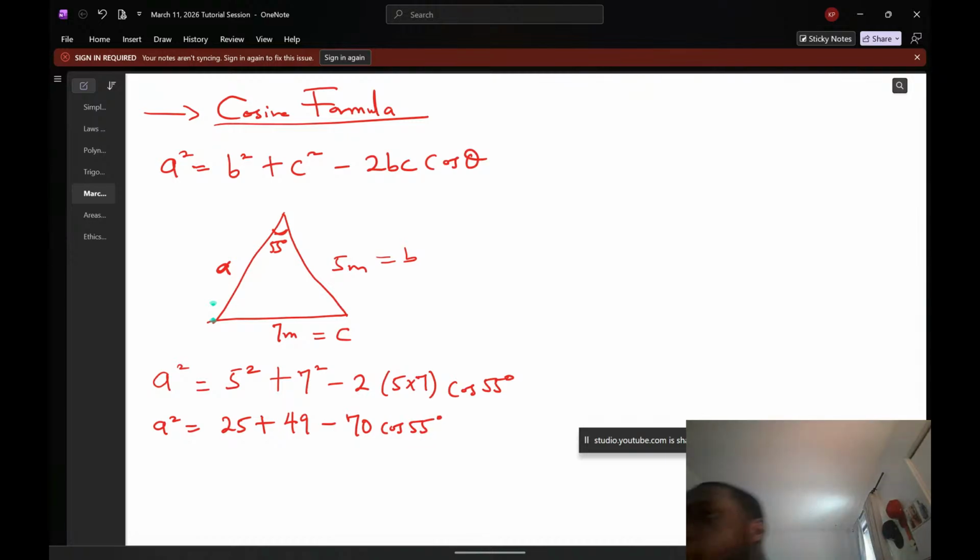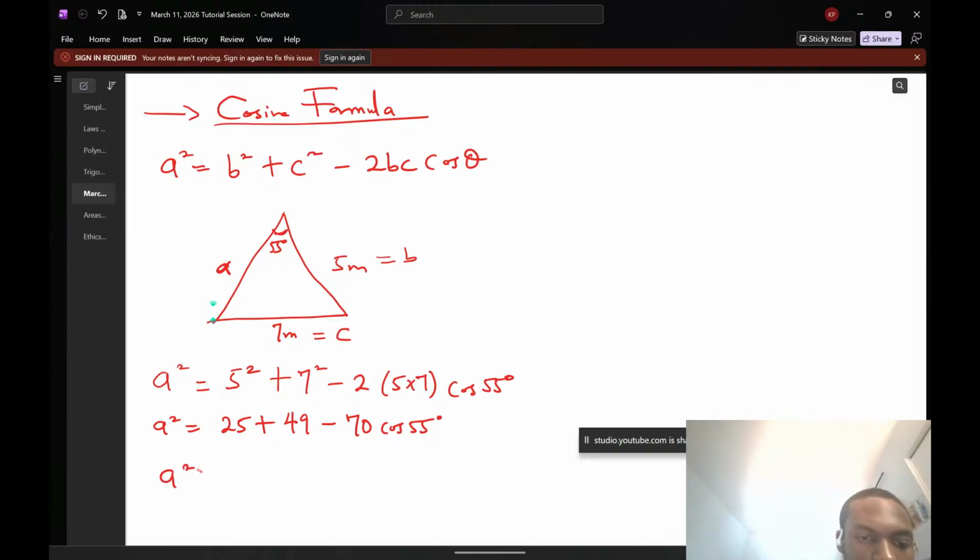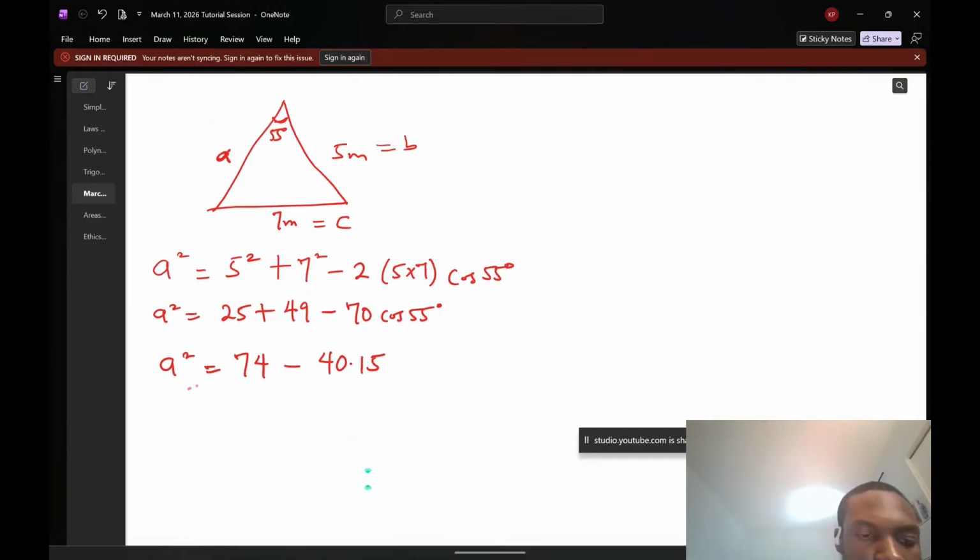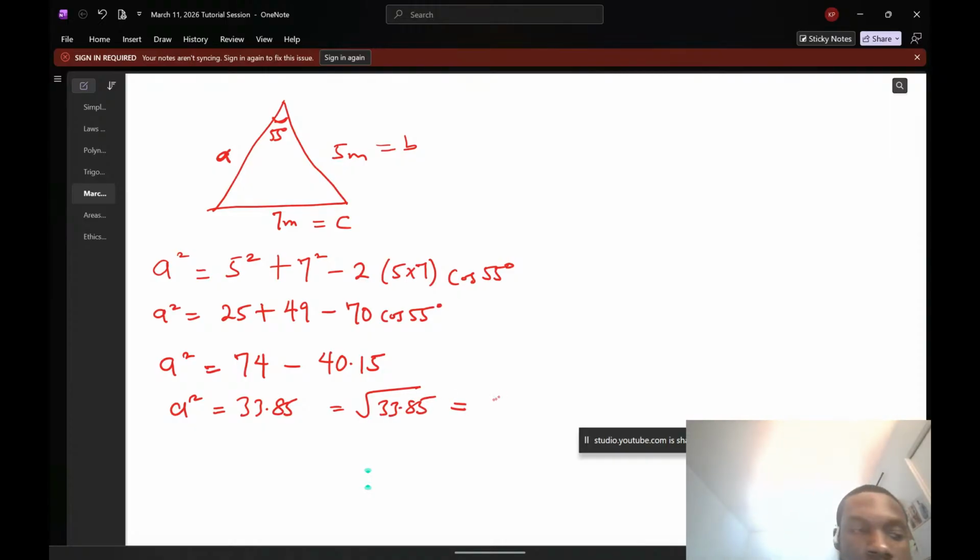Okay, so 25 plus 49 is 74. a squared is equal to 74 minus 70 cos 55, which will give us 40.15. So let's do 74 minus 40.15. So that's 33.85. So a squared is equal to 33.85. So if we find the square root of 33.85, we should get 5.82 meters. So that's it, that's A. So let's try another triangle.